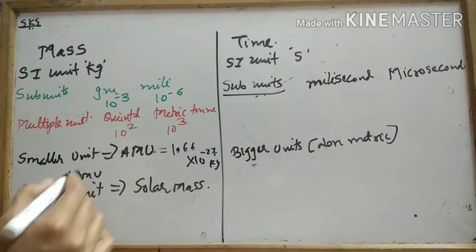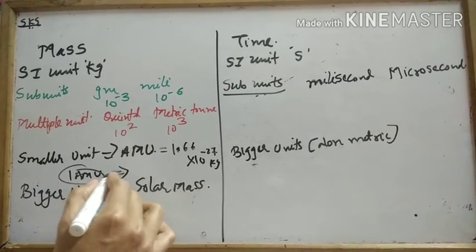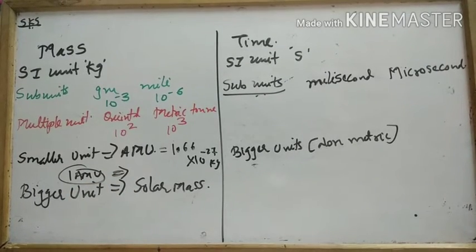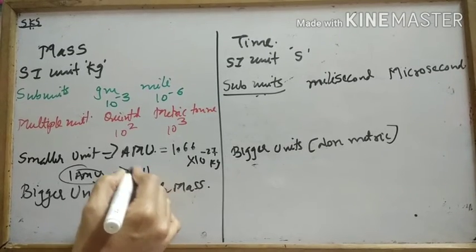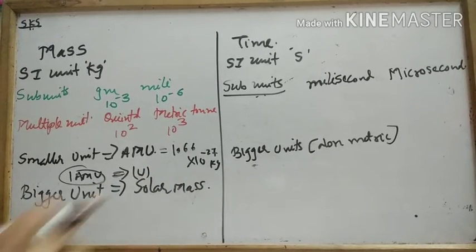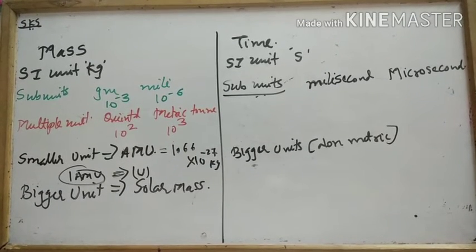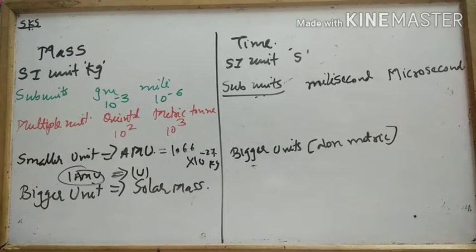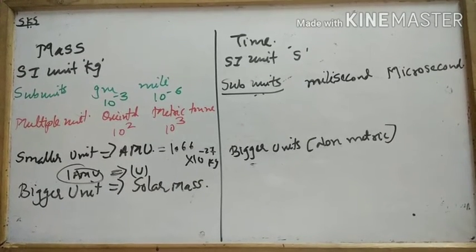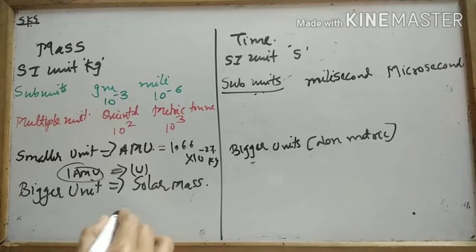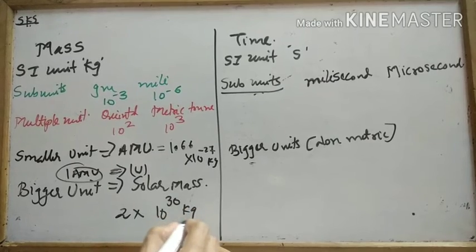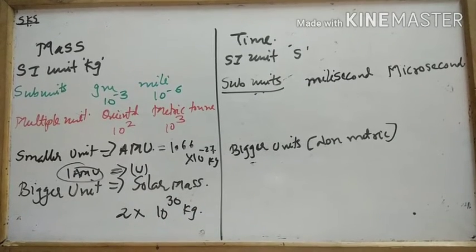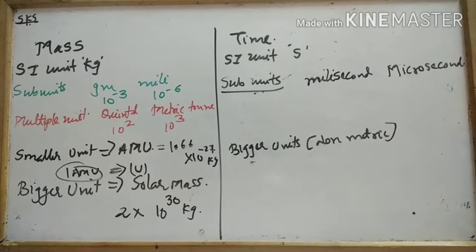And nowadays this AMU, in honor of John Dalton, whom you must be studying in chemistry, is represented using the symbol u, which is called a Dalton. So 1 Dalton is 1.66 into 10 raised to negative 27 kilogram. Sometimes very big units, when we are talking about celestial bodies, are measured in terms of solar mass, and the mass of the sun is approximately 2 into 10 raised to 30 kilogram, dear friends. It's so heavy.